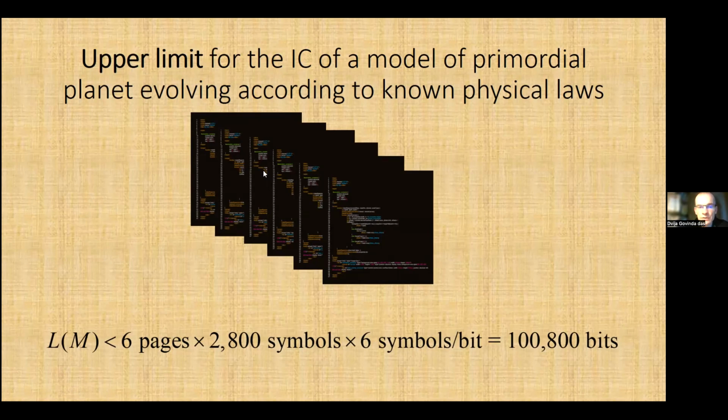Each page is said to contain 2.8 thousand symbols. Symbols meaning like A, B, C, D, multiplication, division, semicolon, etc. So there are 64 such symbols. 64 means 6 bits are required for each symbol. I believe it's a mistake on my side: it's not 6 symbols per bit, but 6 bits per symbol. So if we multiply it, we get the information content of such software to be 100,800 bits, or let's say 100.8 thousand bits.